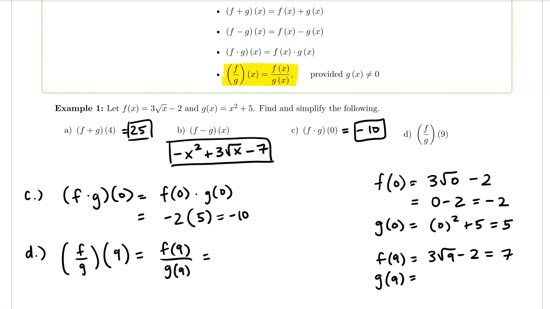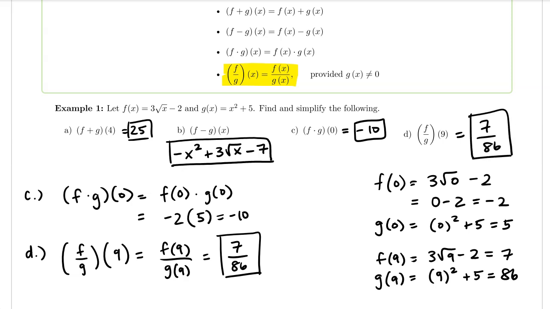And then g of 9 is equal to 9 quantity squared plus 5. So that's going to end up being 86. 7 over 86. Can't do much to simplify that. So here we have this is equal to 7 over 86.